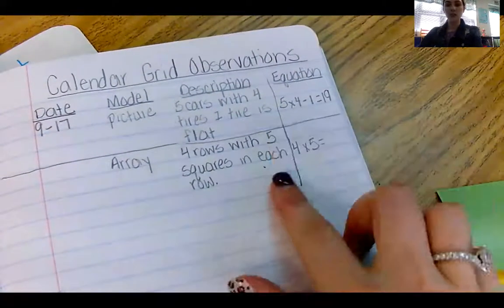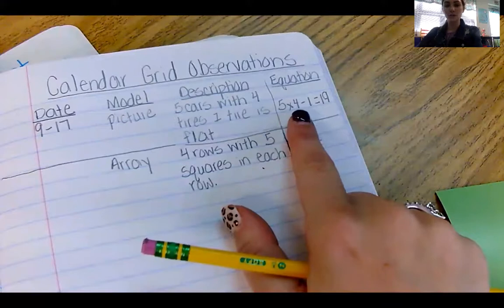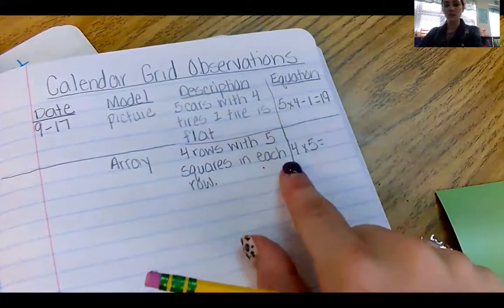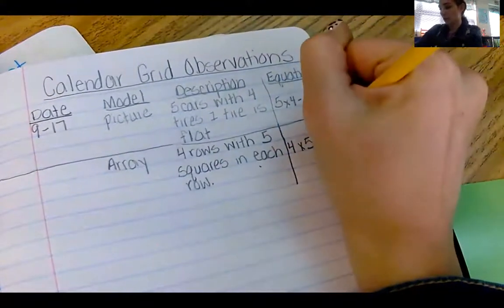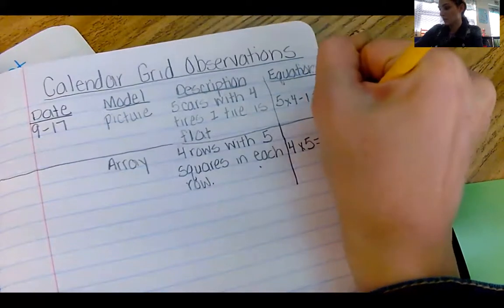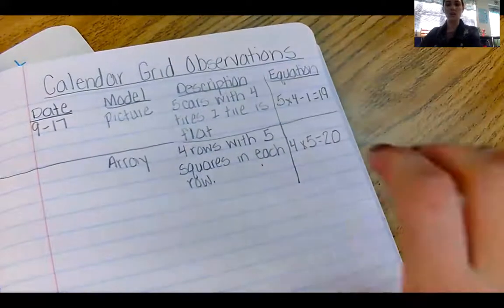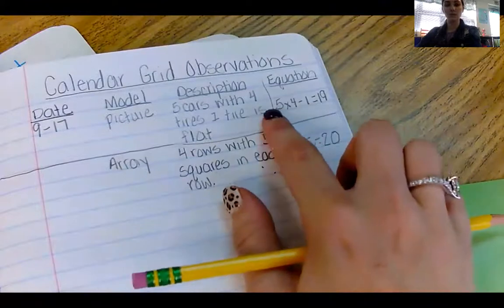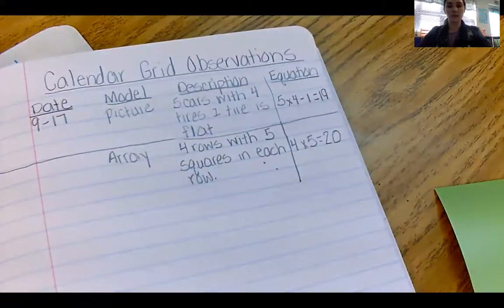Okay, so I know up here 5 times 4 we talked about is 20, so 4 times 5 is also 20. So multiplication is just like addition. We can switch these numbers around and we would still get the same answer.